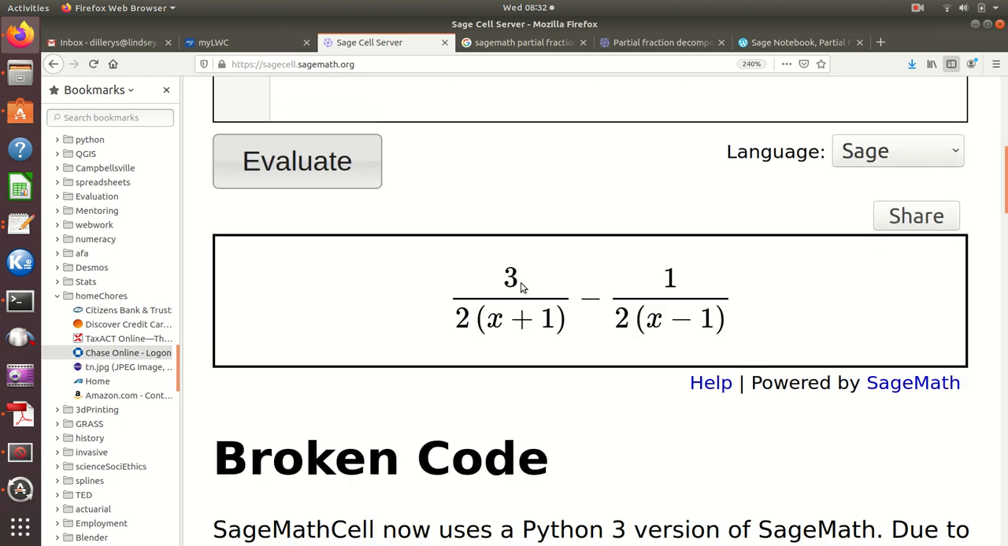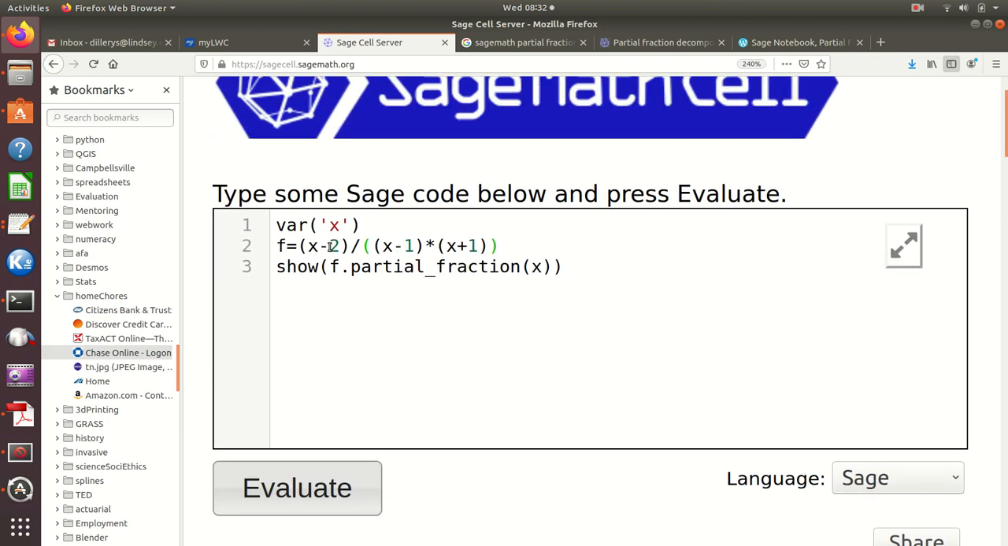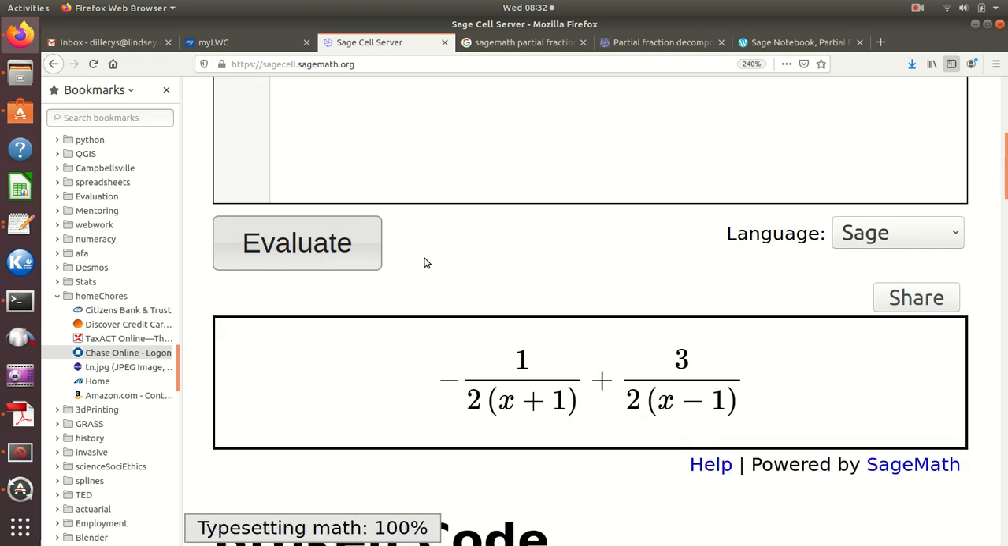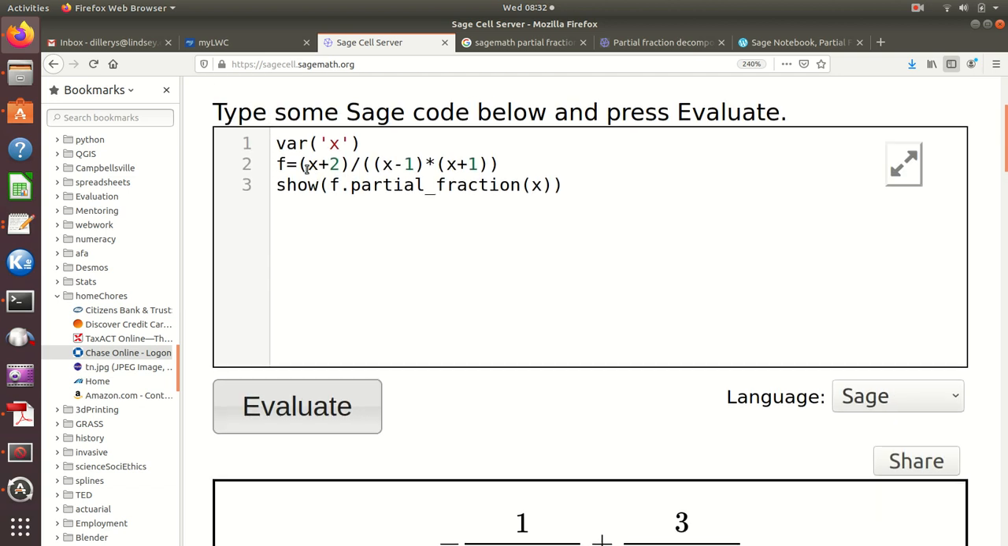And there's our answer. Remember, we got 3 halves, x over the x plus 1 and a minus 1. Oh, actually, I think that's backward of what we had, so maybe I had an x plus 2 in there. For some reason I'm thinking that's backwards. The numbers look fine. Yeah, I think that's what we had. So I must have had an x plus 2 up here.